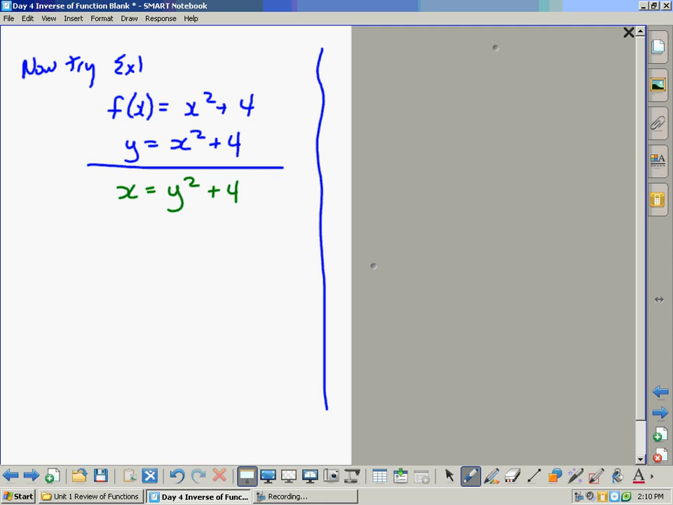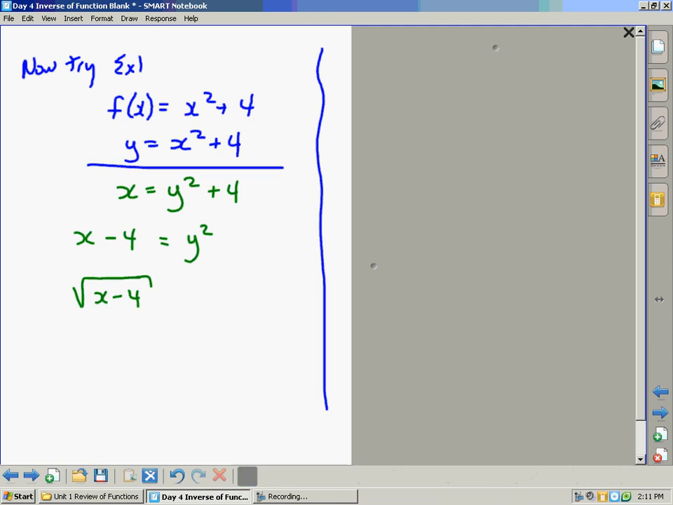So again, it doesn't matter which side. I could leave the y squared over here, which might be a little bit easier because it'll stay positive. The x is here, so it'll stay x, and the plus 4 would become minus 4. But again, I don't want y squared, I want y by itself. So I have to do the inverse operation. The inverse operation to squaring is the square root. And so it ends up being the square root of x minus 4 equals y.